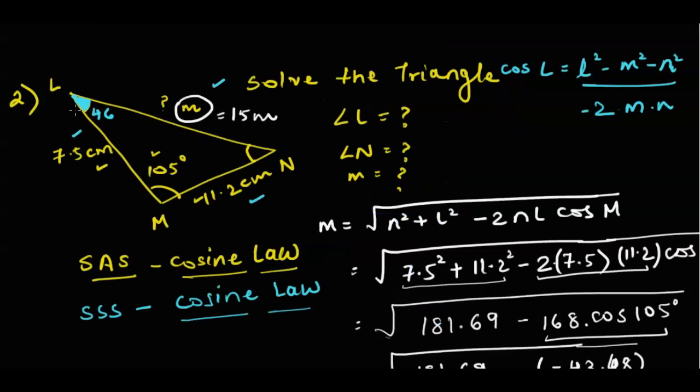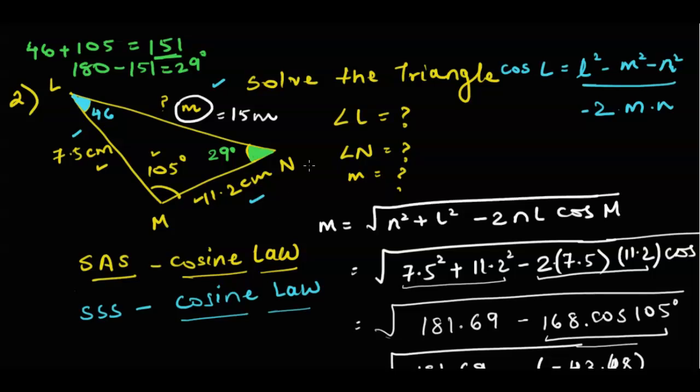Since we have two angles of the triangle, if we're looking for angle N, all we have to do is add up 46 and 105. That gives us 151, and then we would take away 151 from 180 to get angle N, and the angle that we would get is 29 degrees. So this is 29 degrees, and this is how we solve a triangle using two different forms of cosine law formula.